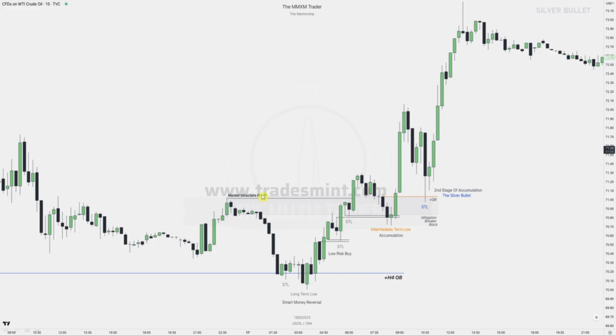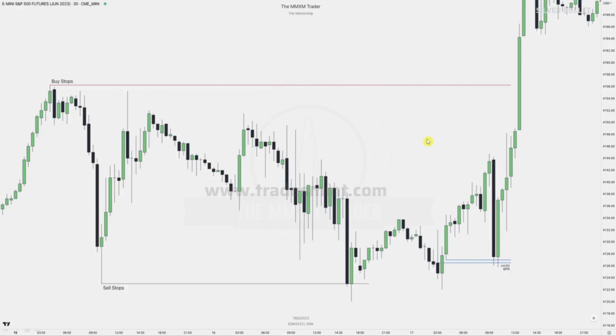So we have a lot of confluences in this area to anticipate this being the intermediate term low, and the silver bullet setup will be the short term low to the right of it. And then you can see price is very willing to continue up higher and complete that market maker buy model.